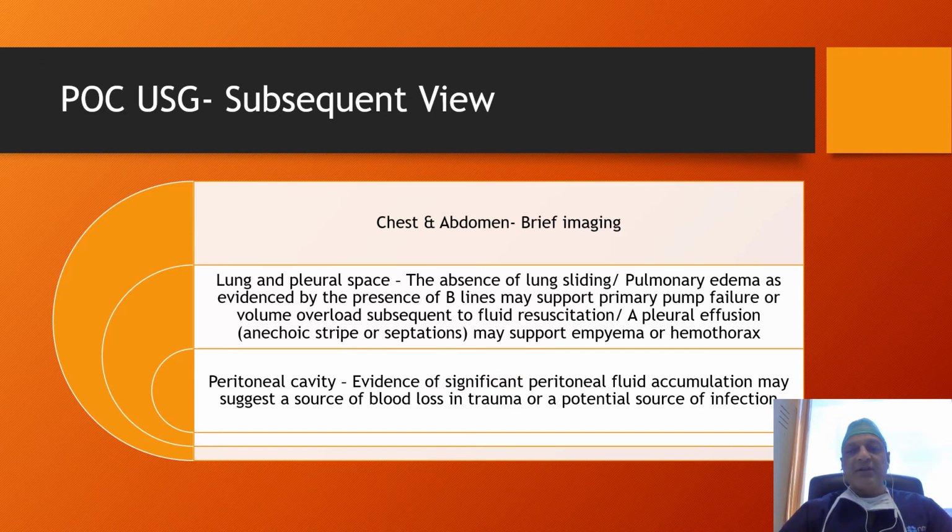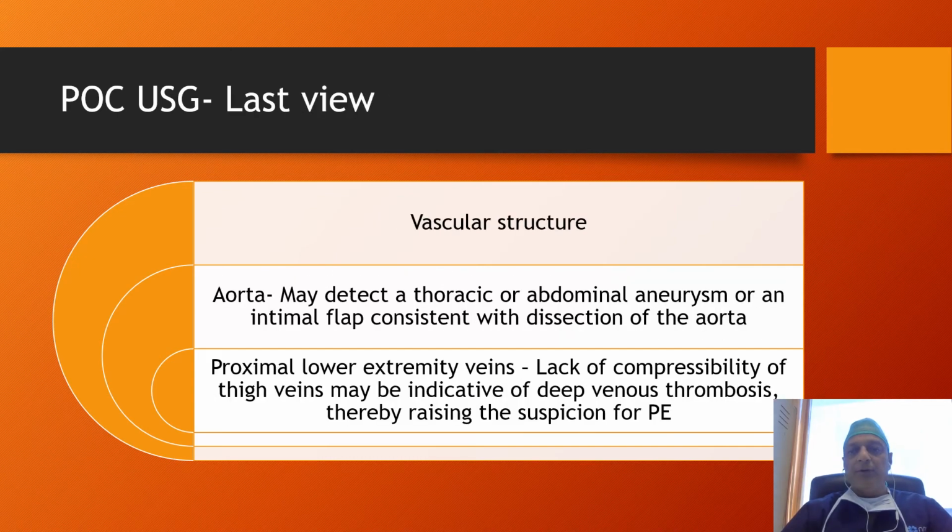The last view in point of care ultrasonography is the view of vascular structures, and it includes the aorta and proximal lower extremity veins. In the aorta, it may detect a thoracic or abdominal aneurysm or an intimal flap consistent with dissection of the aorta, while in proximal lower extremity veins, lack of compressibility suggests DVT, thereby raising the suspicion for pulmonary embolism.